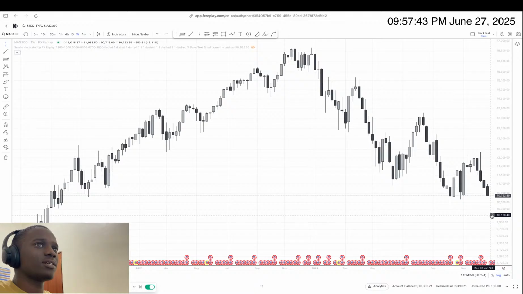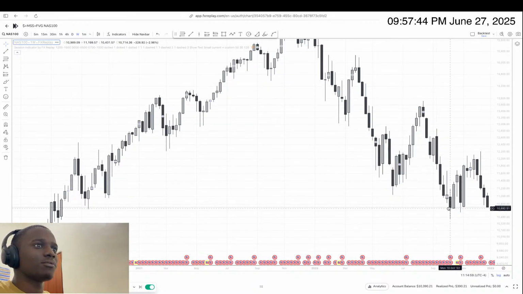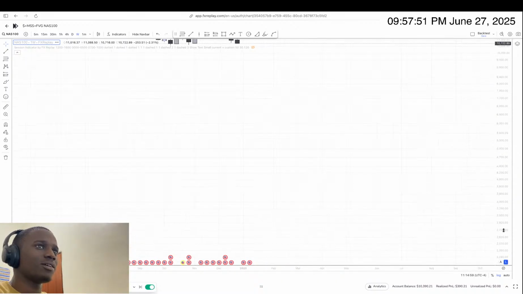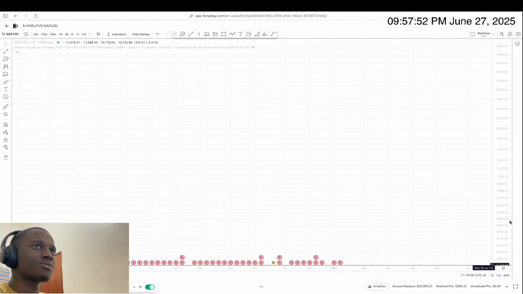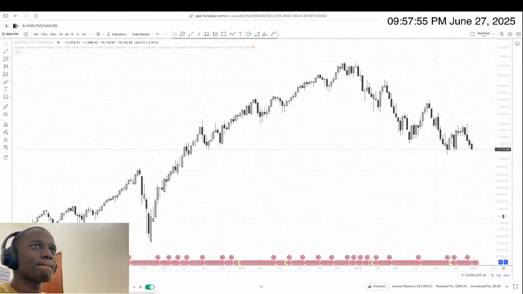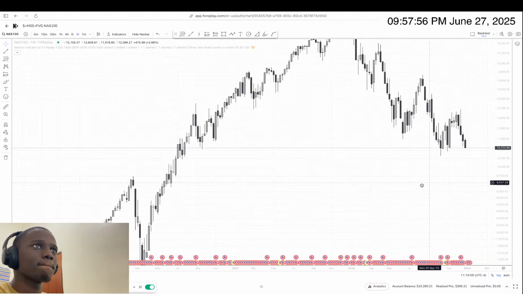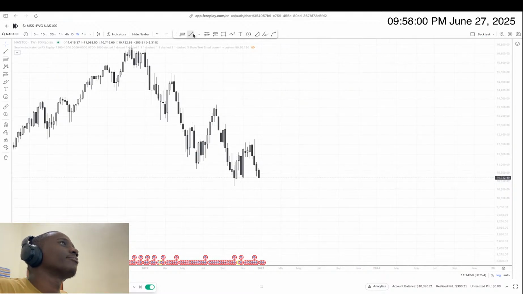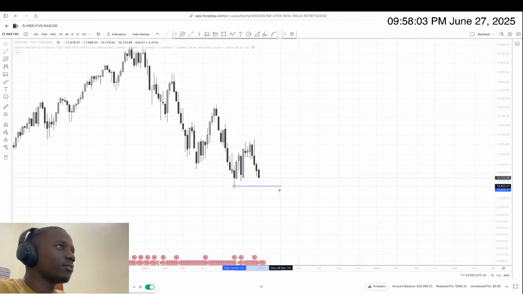On the NAS, we can see that we have a really nice drop inside of here, which means we also have a really nice draw on liquidity. Right here we have a really nice low that is waiting for us, this low here.